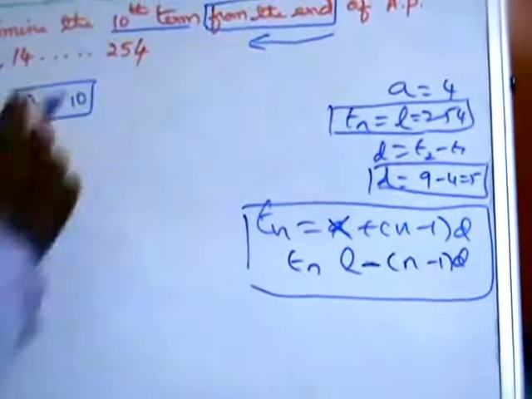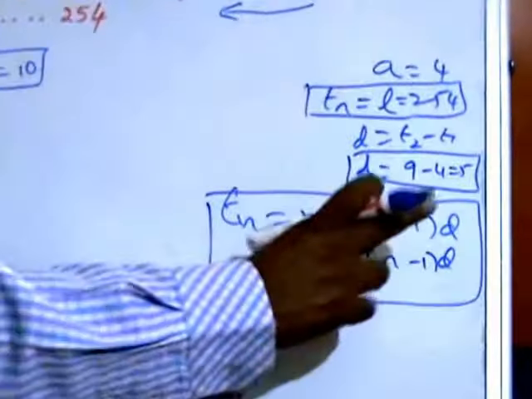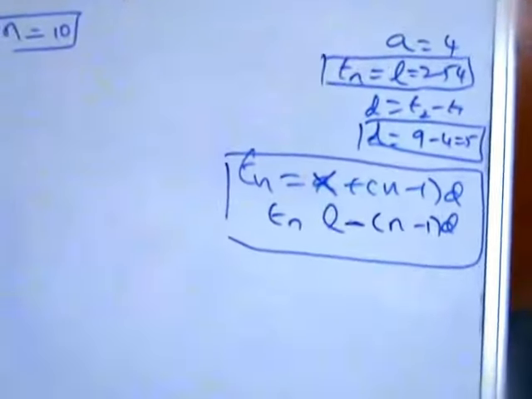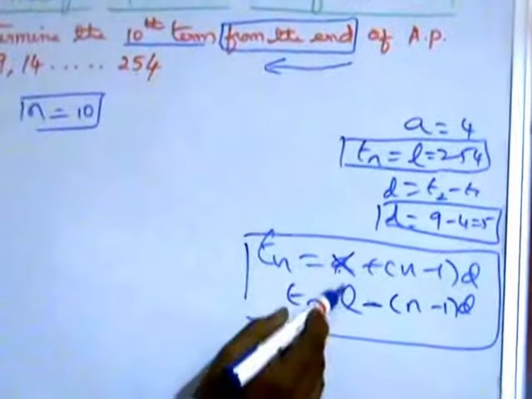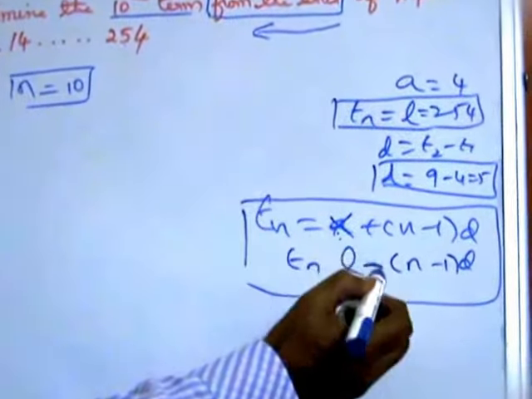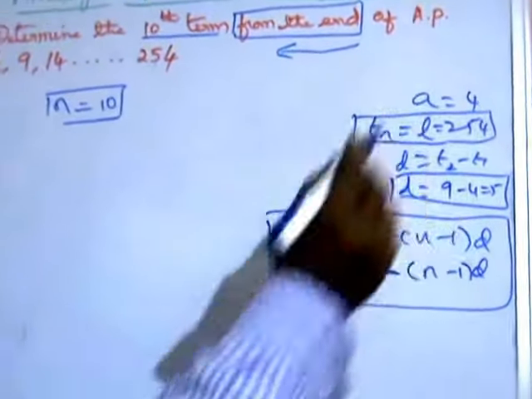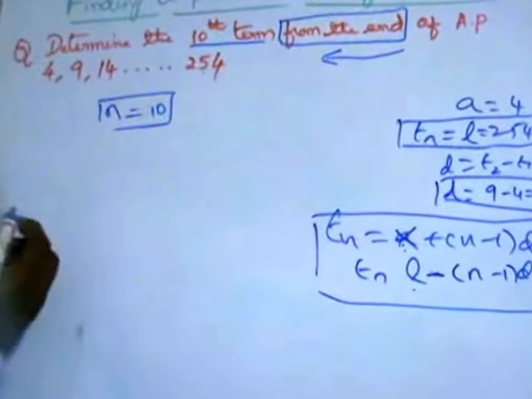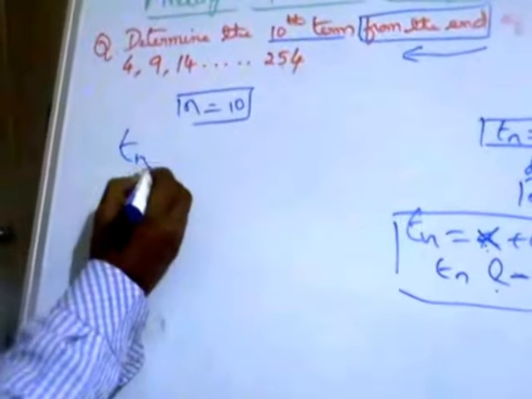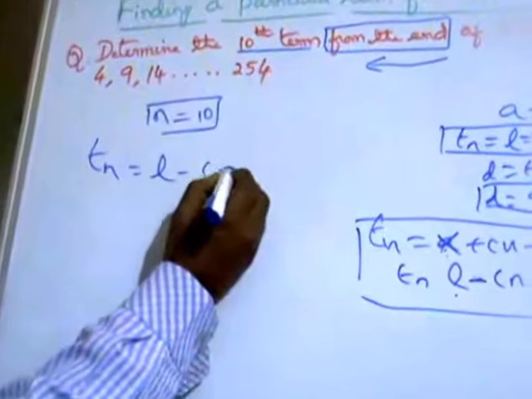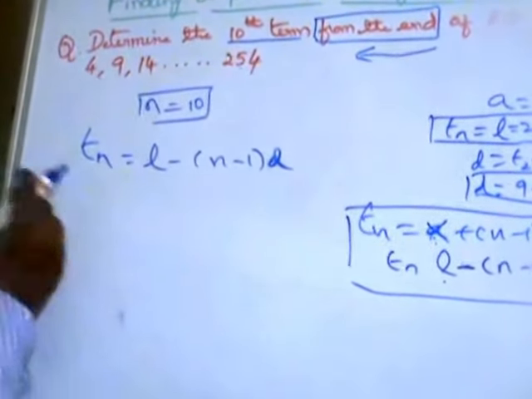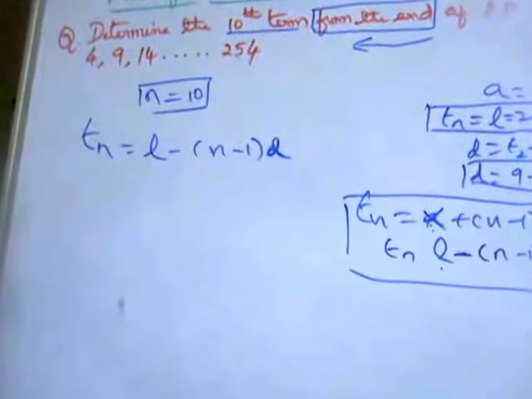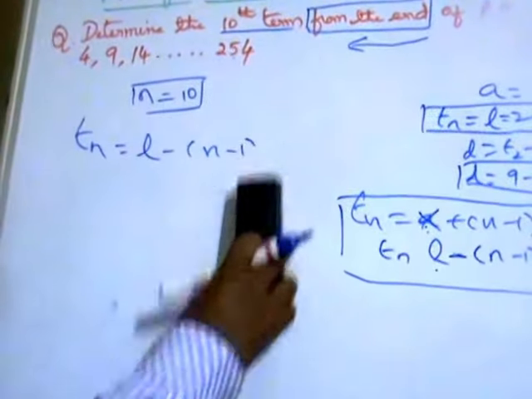When you go from the beginning, it's A plus n minus 1 into D. When you come back, instead of A, you must start from L, the last term. A becomes L, plus becomes minus. We are coming from this side, n minus 1 into D. So we'll just put in the formula: Tn is equal to L minus n minus 1 into D. We'll make it proper.